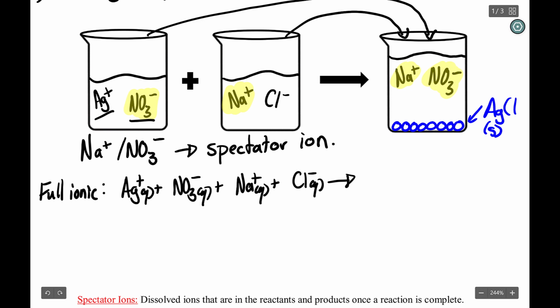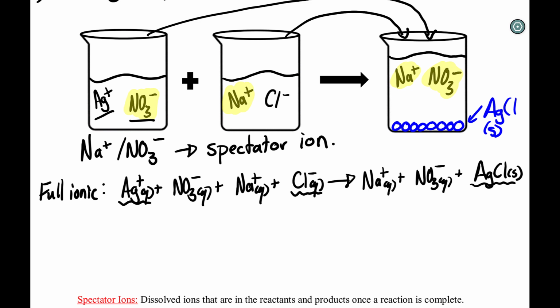Now, when I go to the product side, I still have the sodium ions and I still have the nitrate ions in solution. But I now have silver chloride precipitate, which is solid. That has undergone a change. The sodium and the nitrate, however, have not really undergone a change, and so they are spectator ions. So the full ionic will help us better understand how to write the net ionic.